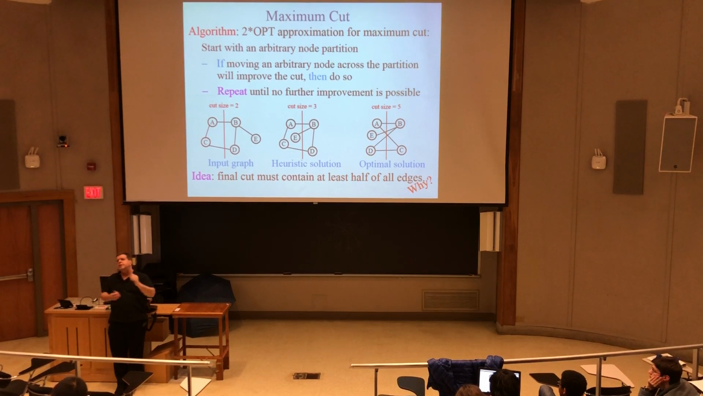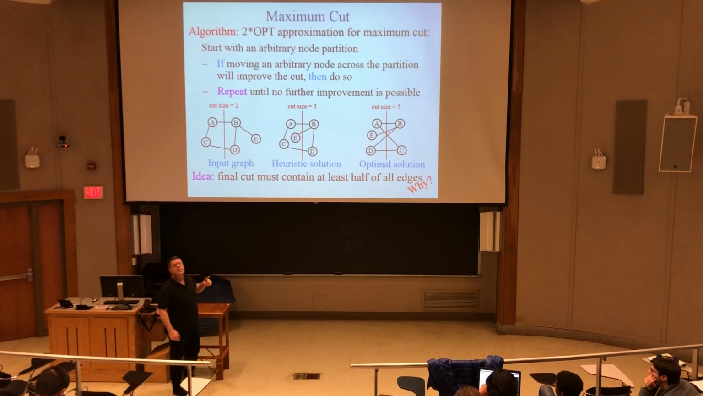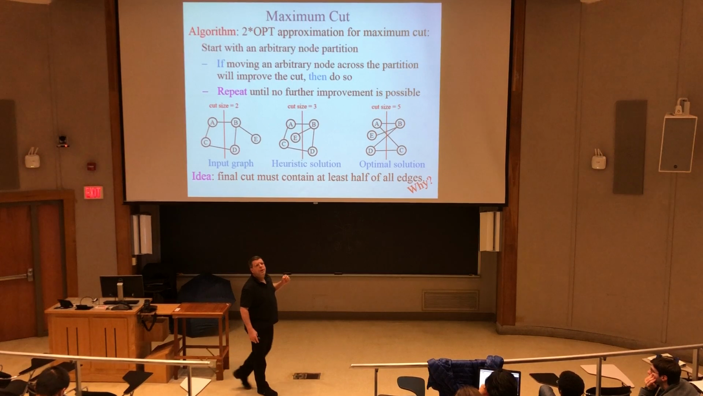Okay. I only see about 20% of you raising your hands. Any questions about that? So this is a heuristic for the maximum cut problem. It flips nodes as long as flipping nodes increases the cut size. Start with a random cut, I don't care which.